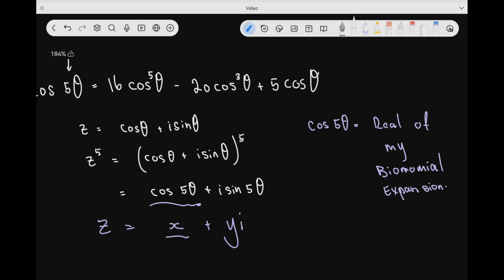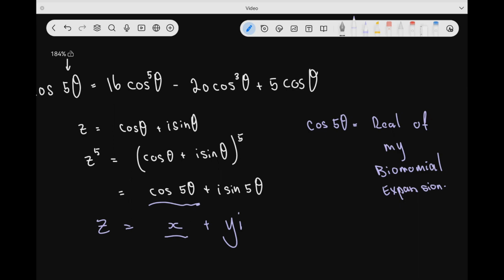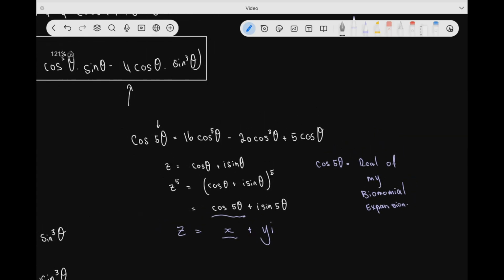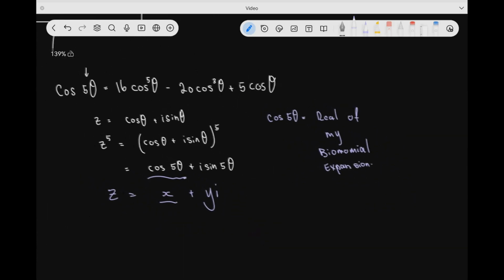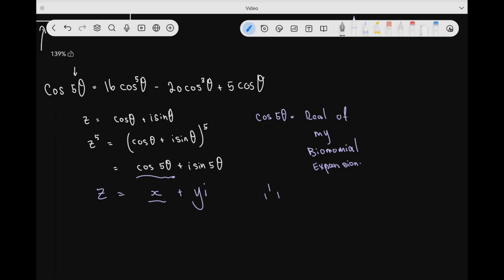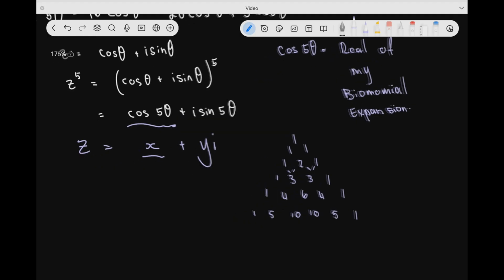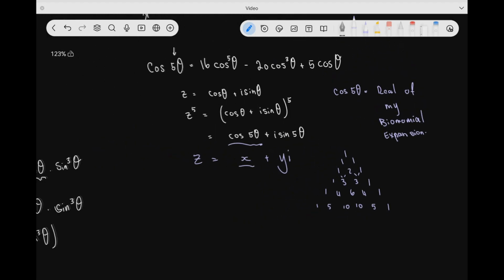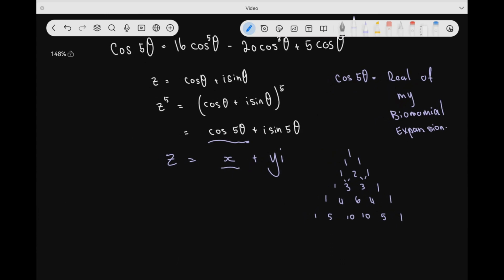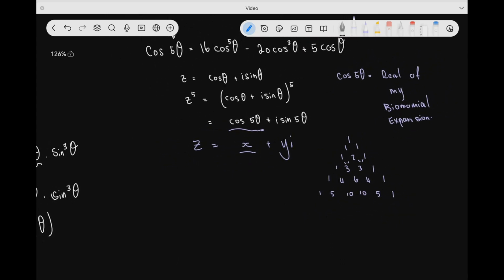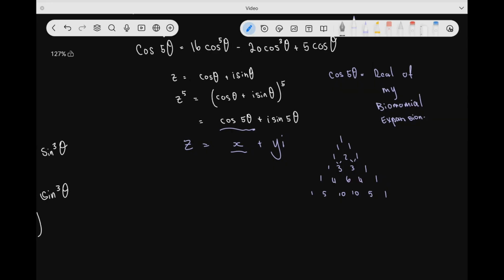Okay, the cosine 5 theta will be equal to the real part of my binomial expansion. So I will also then just finally leave you with the constructed Pascal's triangle. So that's 1, 1, 1, 2, 1, 1, 3, 3, 1. By the way, again, I just get that by adding the resultants. 1, 5, 10, 10, 5, 1. So now we're just going to have 6 groups of 3s, and that should be it. Okay, best of luck with this problem.